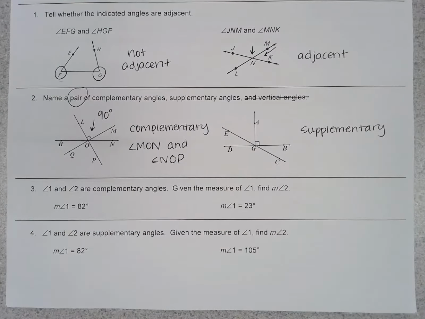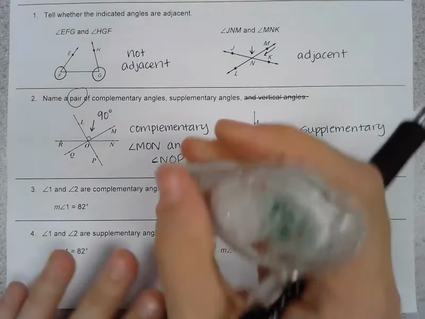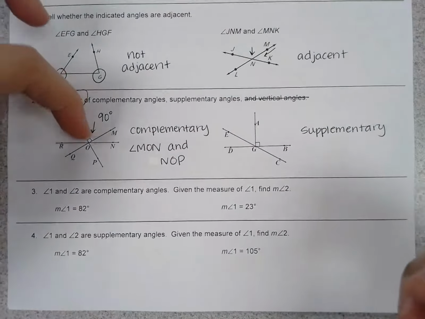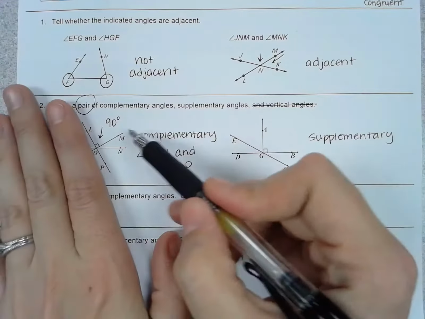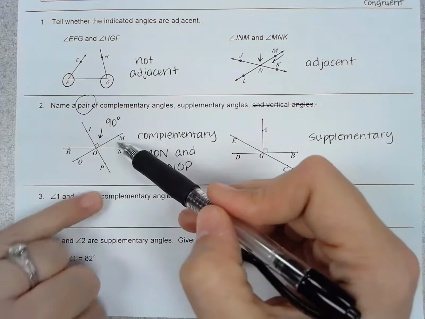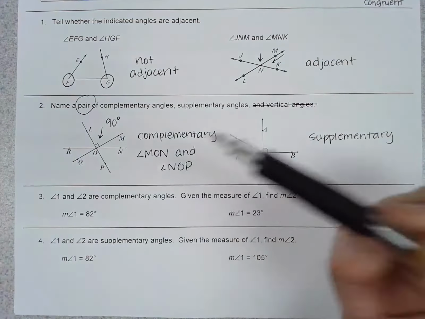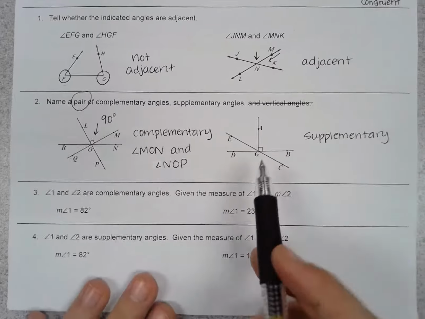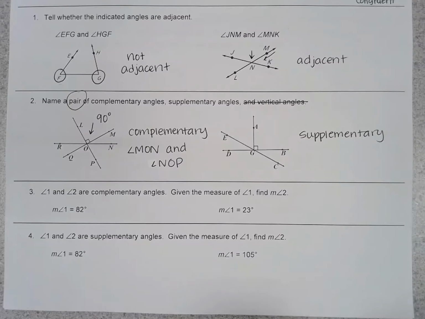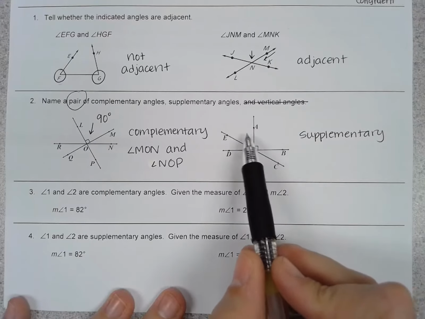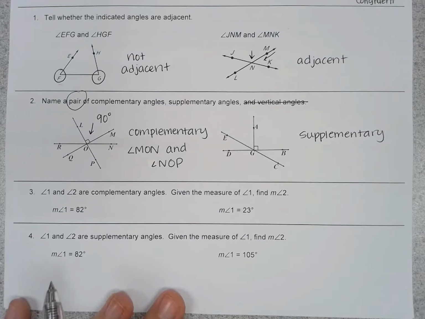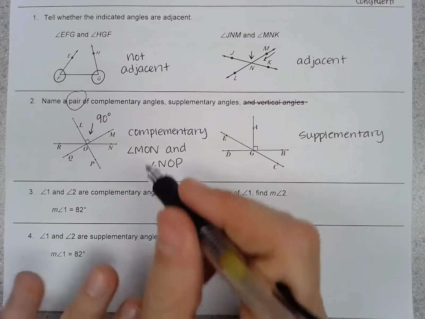Let me make that look a little more angly for you. Angle NOP is this angle right here. If angle LOM is 90 degrees, and these three make a straight line, you have 90 degrees left over to split between these two, which means they would have to be complementary. For this one, they want two angles that are supplementary. It does say they want a pair. I could say this angle and this angle are supplementary, but a pair means that they want there to be only two.